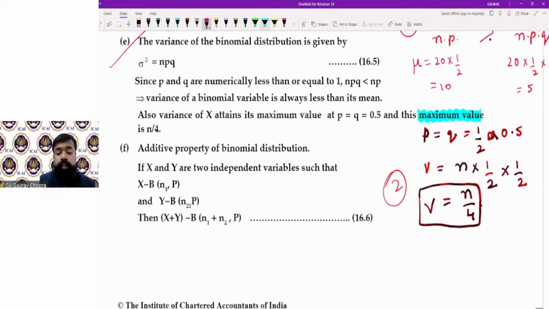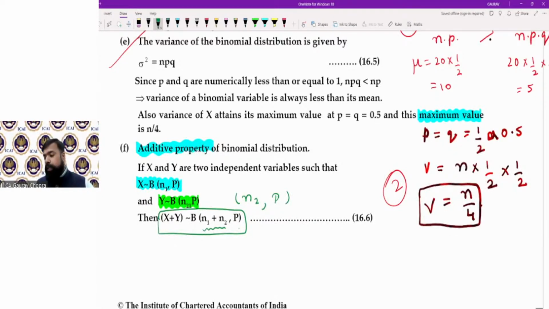Then comes the next property, which is known as the additive property of binomial distribution. So what is that? The first statement says x follows binomial distribution whose parameters are n1, p. So n1 and p, these are the two parameters. Similarly, y also follows binomial distribution with parameters n2, p. It is not 21, it is n2, p. So if x follows binomial distribution and y follows binomial distribution, then their sum will also follow binomial distribution. Therefore, we write x plus y follows binomial distribution with parameters n1 plus n2, p.